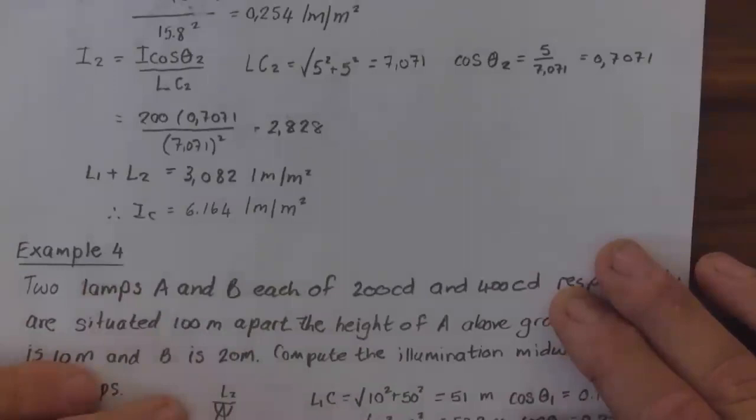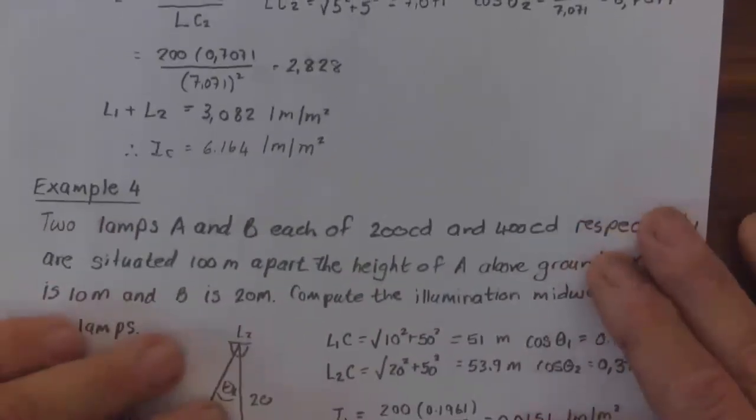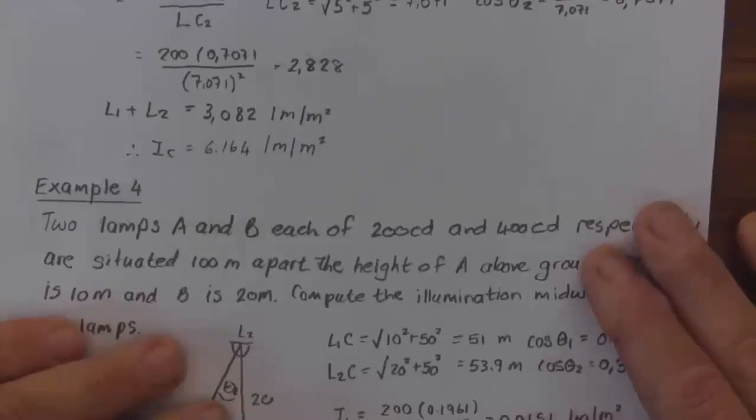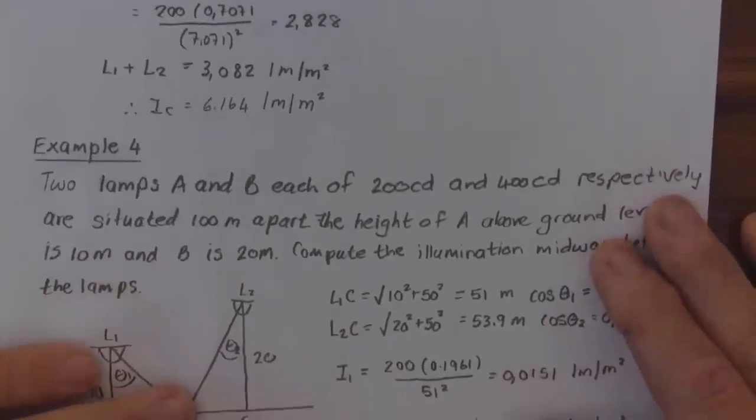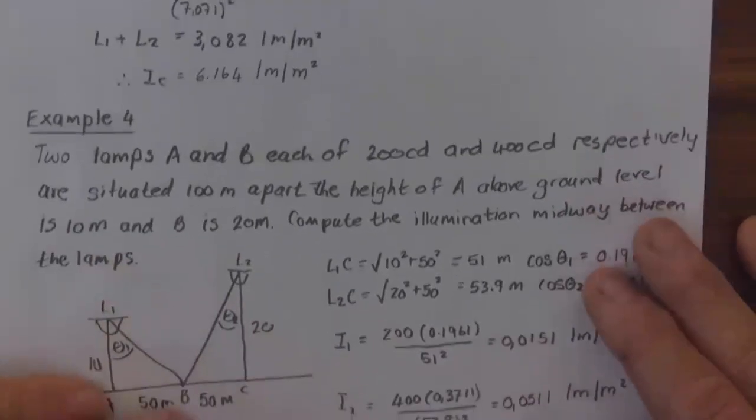And lamp 2 plus lamp 1's illumination gives us 3.082 lumens per meter squared. And therefore, IC is twice that, which is 6.164 lumens per square meter.